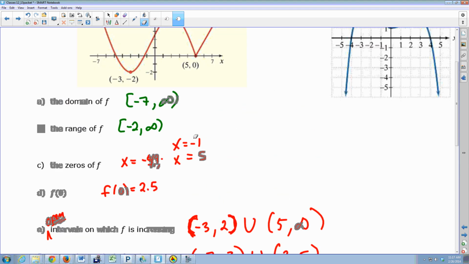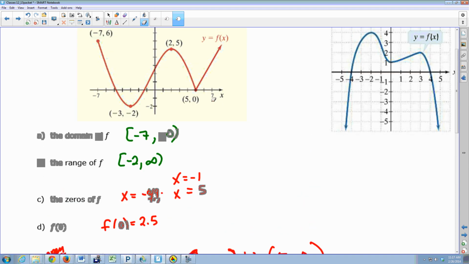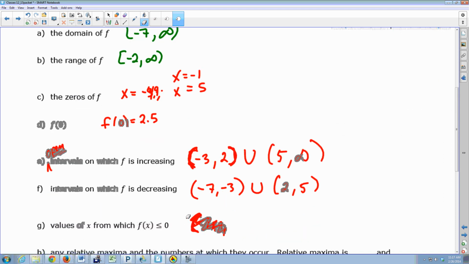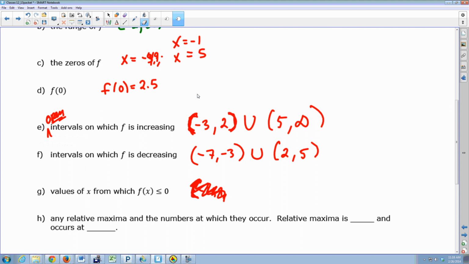What did I say? -4.9 to, oops. I meant, first of all, let's do it where it's equal to 0. It's equal to 0 at 5, right? But it's supposed to be less than or equal to 0. So do we include this? What do we do here? Union it, right. There's only one value here, 5.